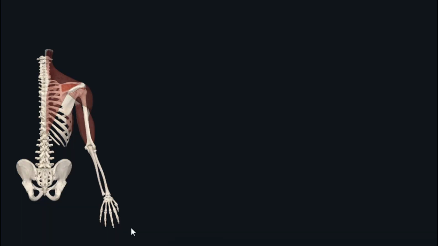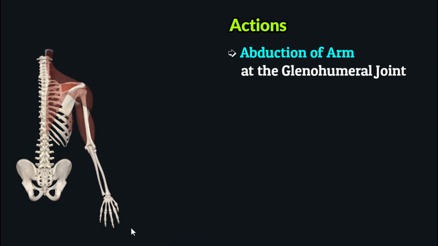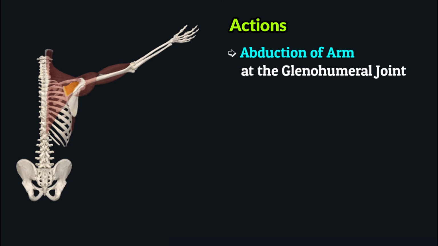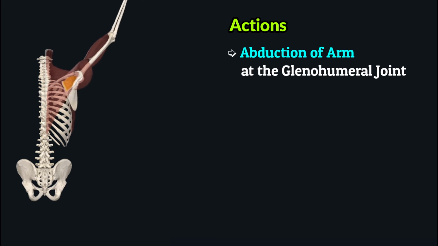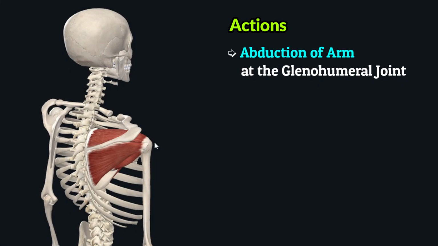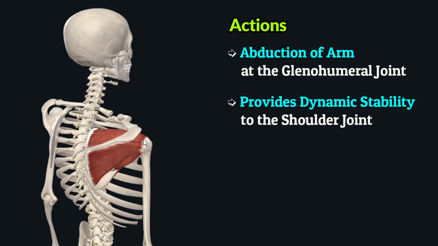Now if we discuss a little about the actions or the movements produced by the supraspinatus muscle, when this muscle acts in isolation, this muscle abducts the shoulder at the glenohumeral joint. What we discussed is the isolated action performed by the supraspinatus muscle. But the main action performed by the supraspinatus muscle is that this muscle works with the other rotator cuff muscles to provide dynamic stability to the shoulder joint.